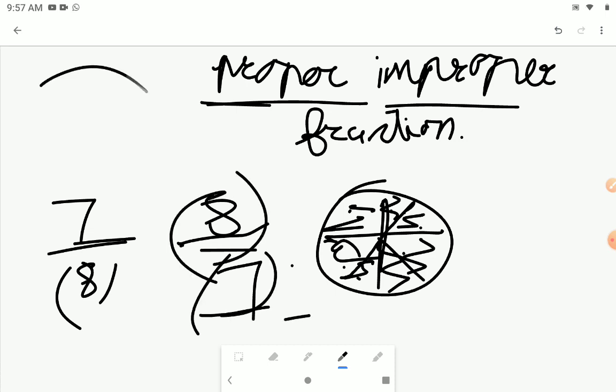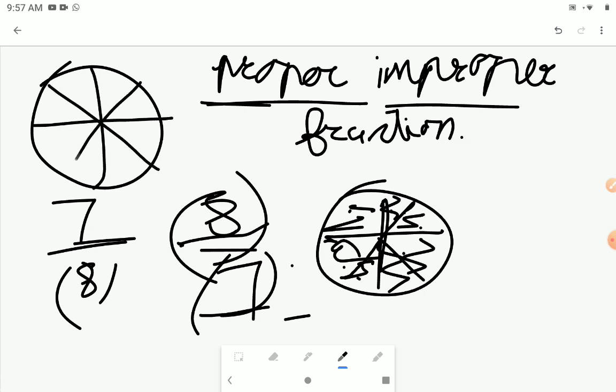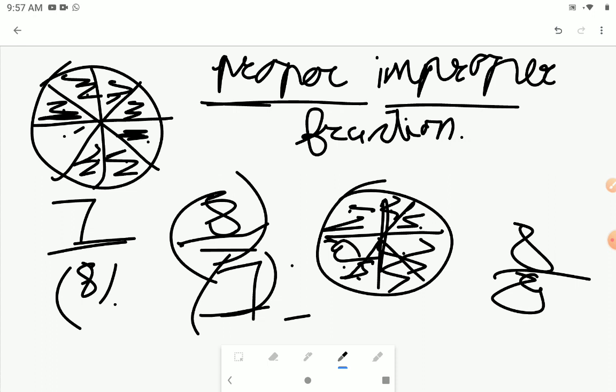But if we do it like this, 1, 2, 3, 4, 5, 6, 7, 8, I've taken 7 from 8. 1 is remaining. This can make sense, because this is a proper fraction. The numerator is not bigger than the denominator, it's smaller. But if it came as the same number, like 8 by 8, it's okay. It will be 1 whole.